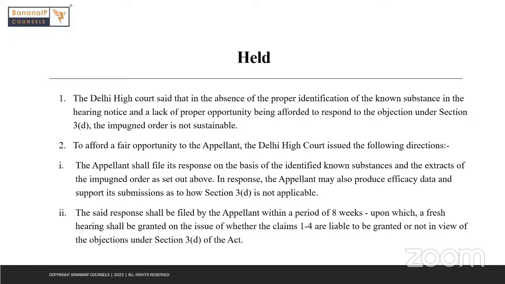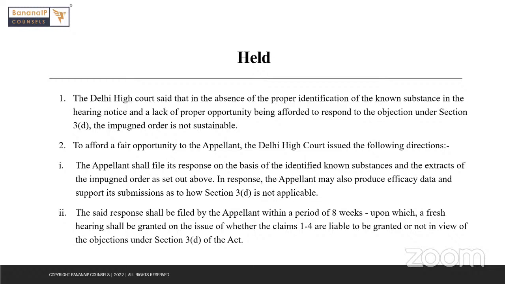So it was held by the Delhi High Court that in the absence of proper identification of the known substance in the hearing notice, and lack of proper opportunity to respond to the objection under Section 3D, the impugned order is not sustainable. On top of that, the Delhi High Court also said that to afford a fair opportunity to the appellant, the following directions were issued. Number 1, the appellant shall file its response on the basis of the identified known substance and the extract of the impugned order as set out above.